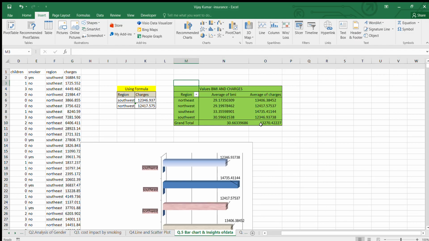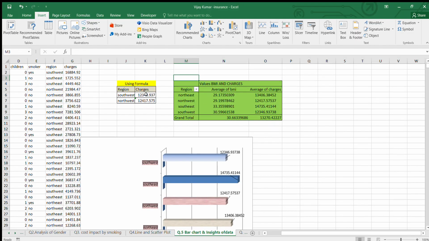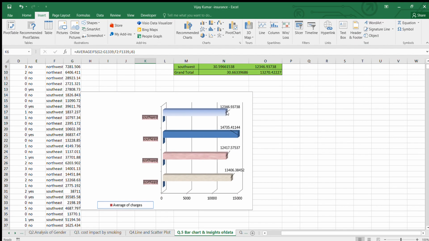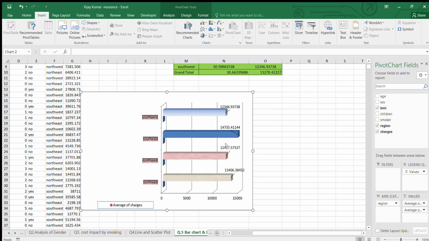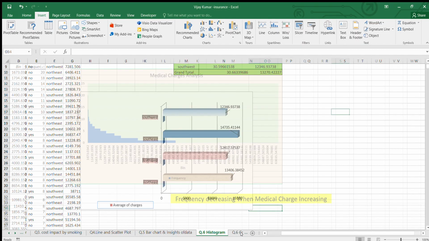And here we have used this pivot table, and this is the formula for calculating the charges. And here is the bar graph. In this graph, we have put the region on the axis, and in values the charges and BMI, calculating the average of both. When we look at the charges, the southeast region is the highest. It is clearly visible that the southeast region is the highest as compared to the others. So let's move to question number 6.